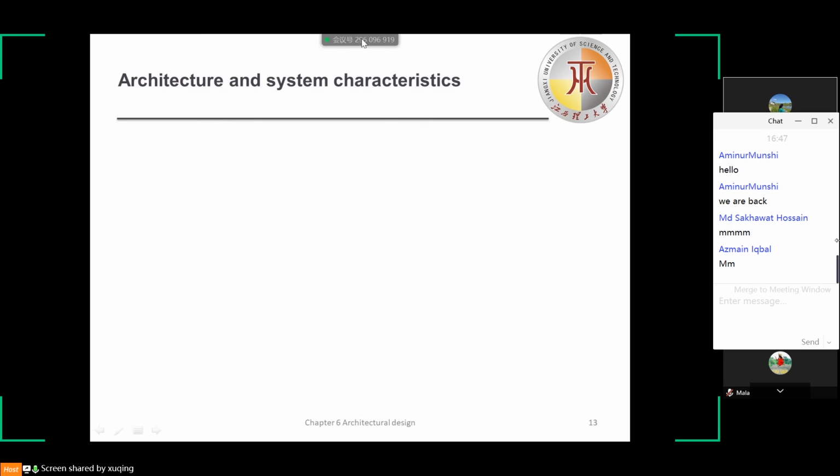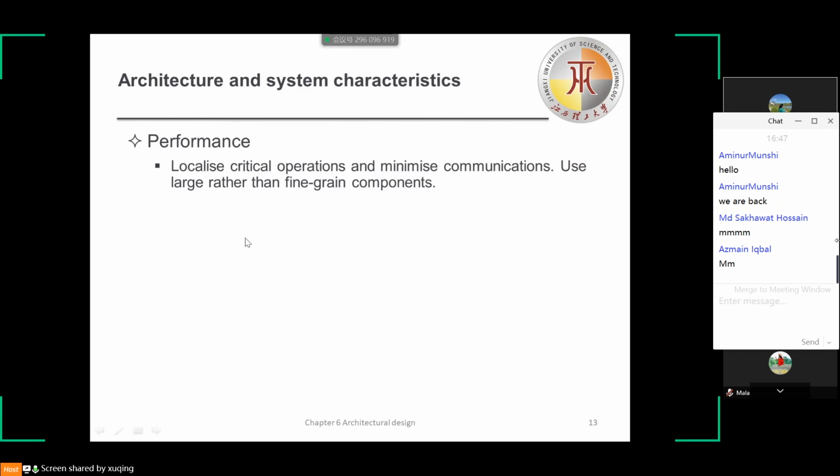Now we'll see the architecture and system characteristics. As we have said before, there is a very close relationship between non-functional requirements and software architecture. The particular architectural style and structure that we choose for our system should depend on the non-functional system requirements. Here, we have several important requirements to be considered. The first one is the performance.